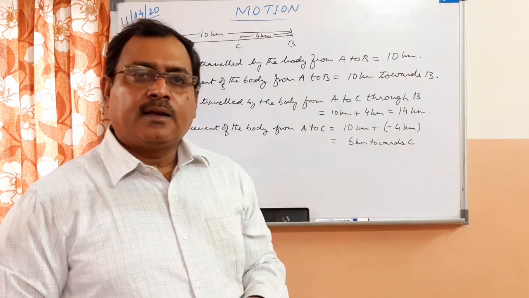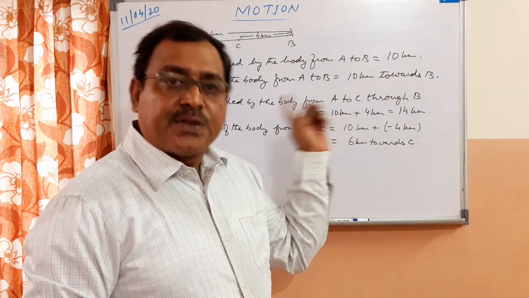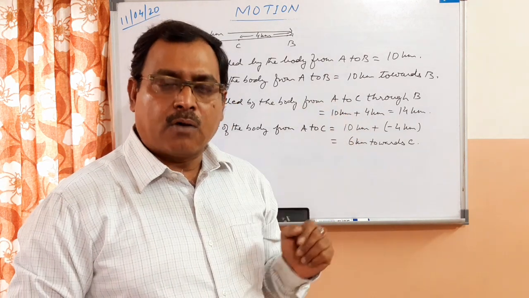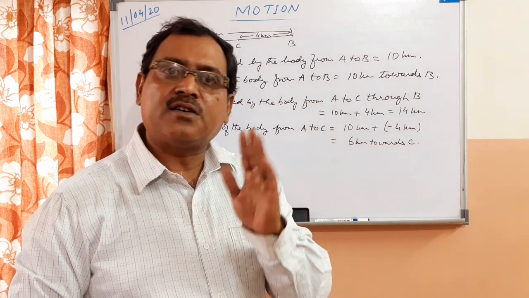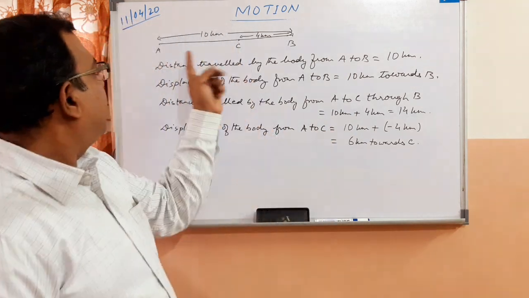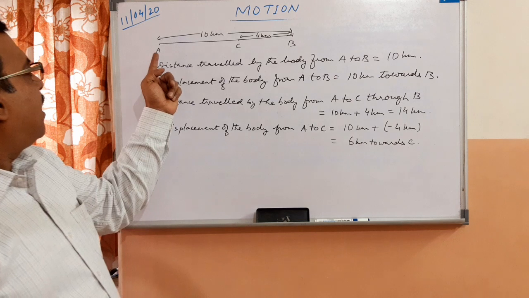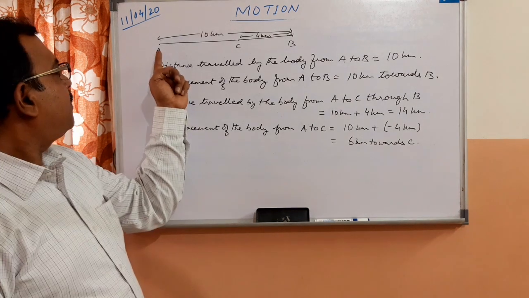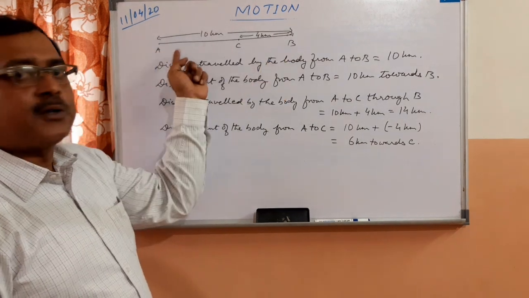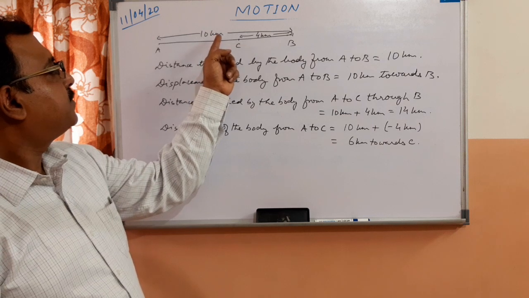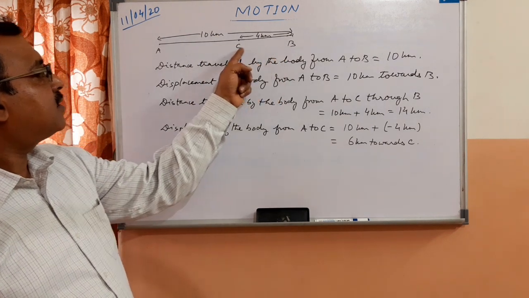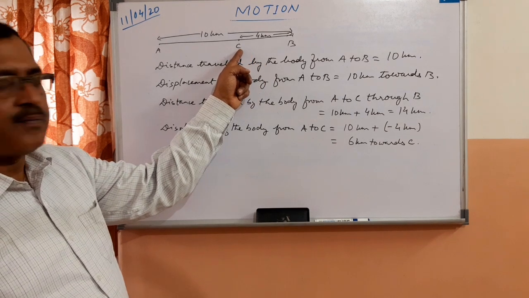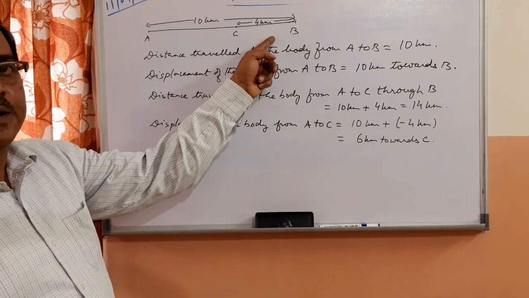Okay? So now this is the example which I was telling you about, so that I can show you the difference between distance and displacement. Now here is a case. A body moves from A to B. The distance between A and B is 10 km. And then after that, the body returns to C, which is a distance of 4 km.